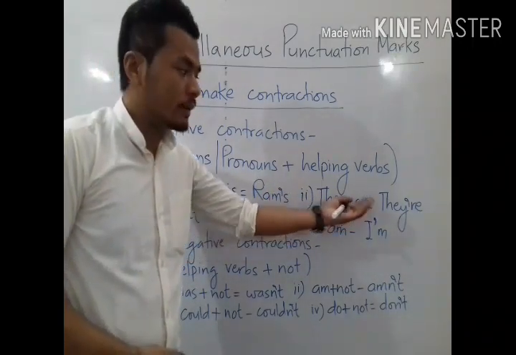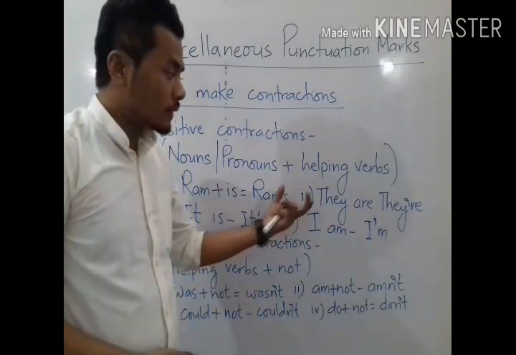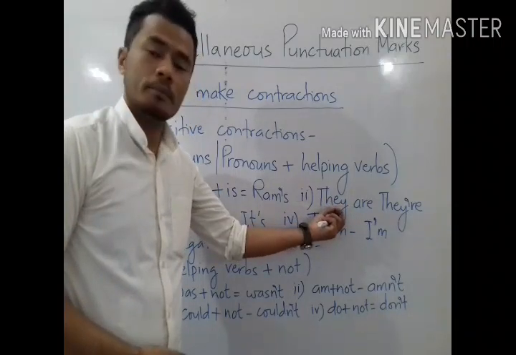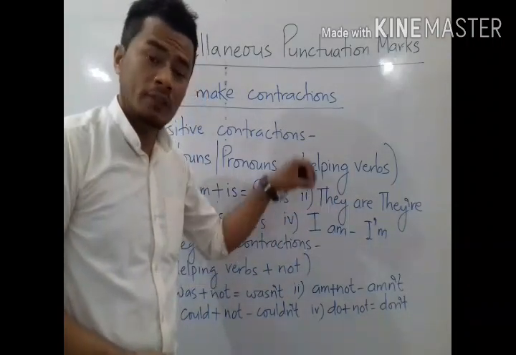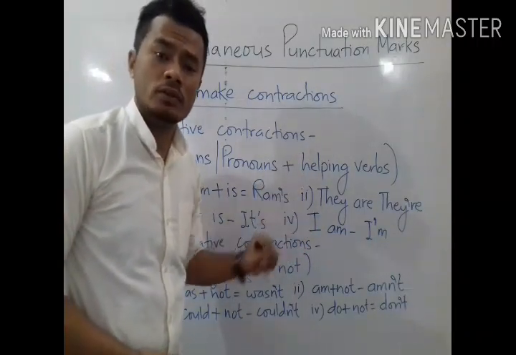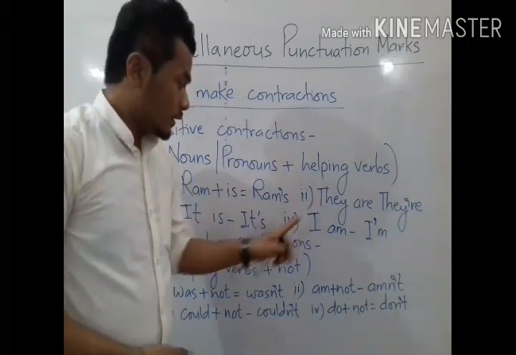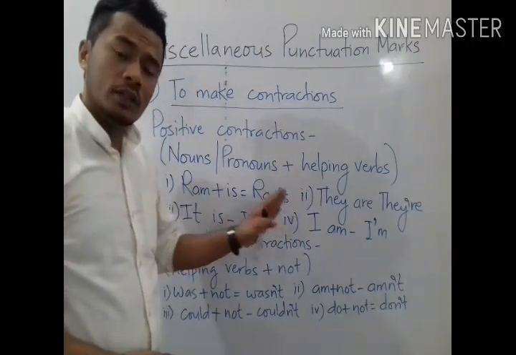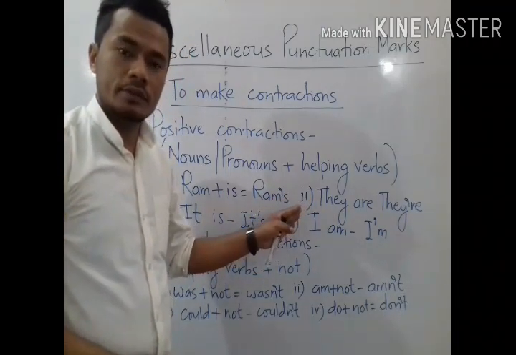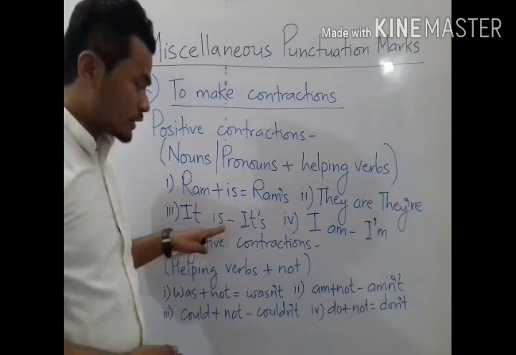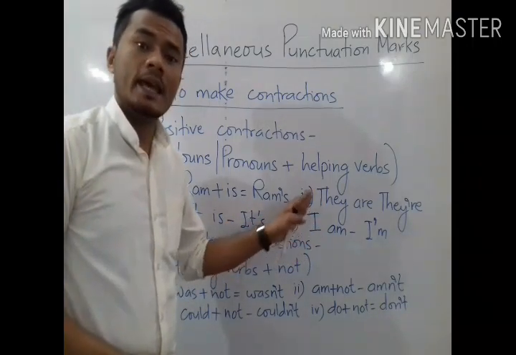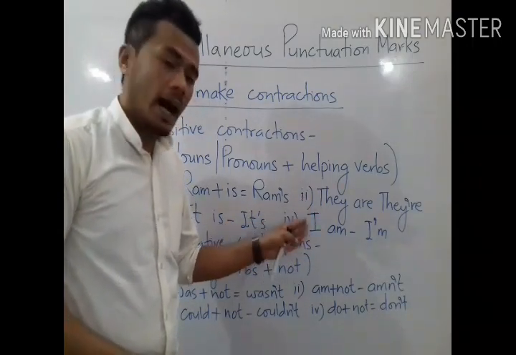Like they are. The contraction form of they are will be they apostrophe re. So I have joined these two words, this pronoun and this helping verb. And again from this helping verb I have removed the first letter A, and in place of A I have used an apostrophe. So whenever I am making a contraction form, I remove the first letter of the helping verb. Like it is. The contraction form of it is is it apostrophe s, it's. I am. Its contraction form is I apostrophe m.